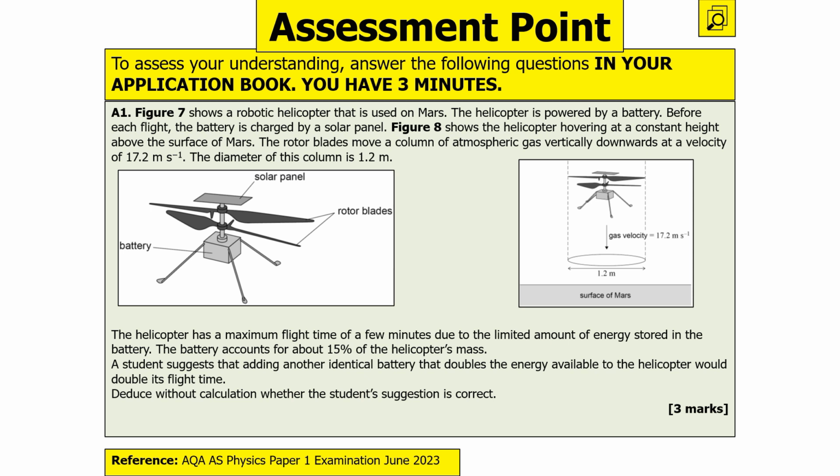The rotor blades move a column of atmospheric gas vertically downwards at a velocity of 17.2 meters per second. The diameter of this column is 1.2 meters. The helicopter has a maximum flight of a few minutes due to the limited amount of energy stored in the battery. The battery accounts for about 15% of the helicopter's mass.